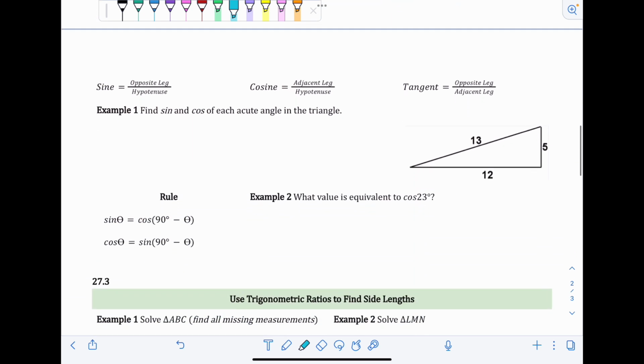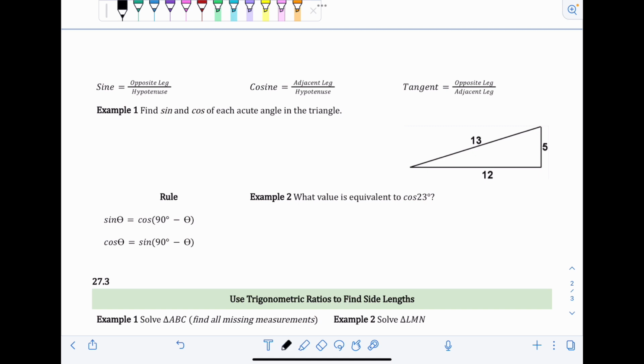Okay, so knowing that comes in handy when we are finding trig ratios. So I want to help identify a pattern. I rewrote the formulas at the top. Those are just for reference. You don't have to write them down again. But example 1: find sine and cosine of each acute angle in the triangle. And it's this triangle to the right that has 5, 12, and 13 as the side lengths.